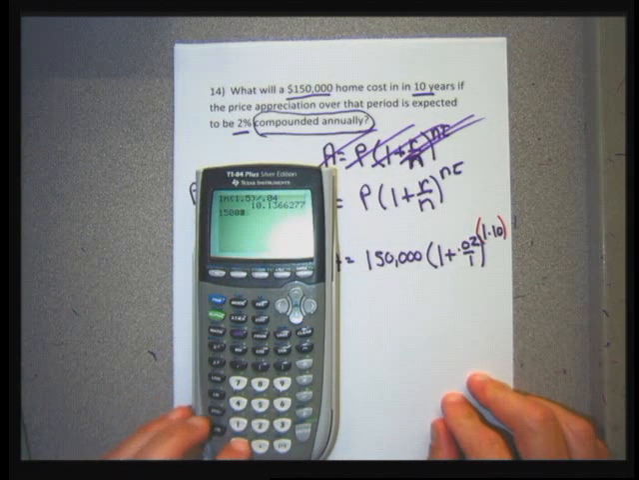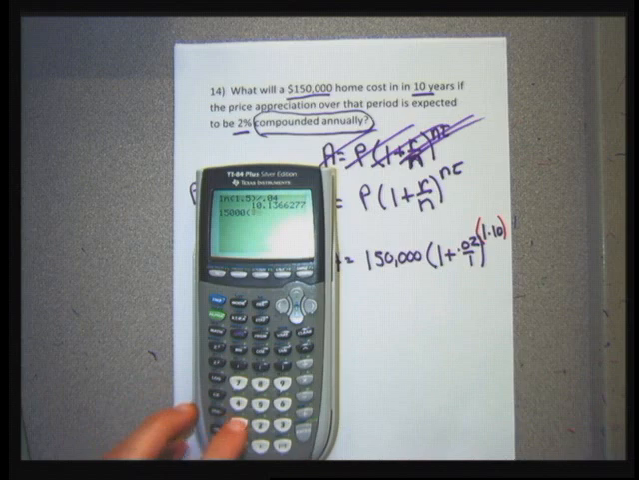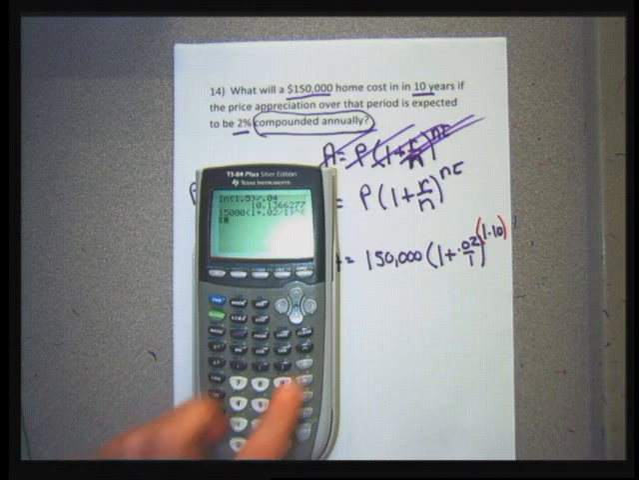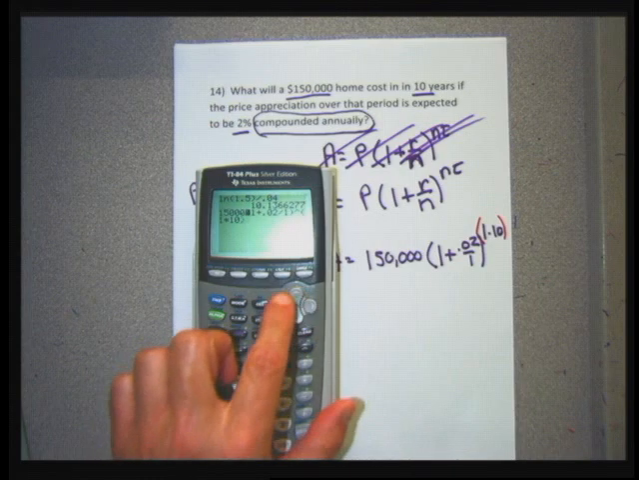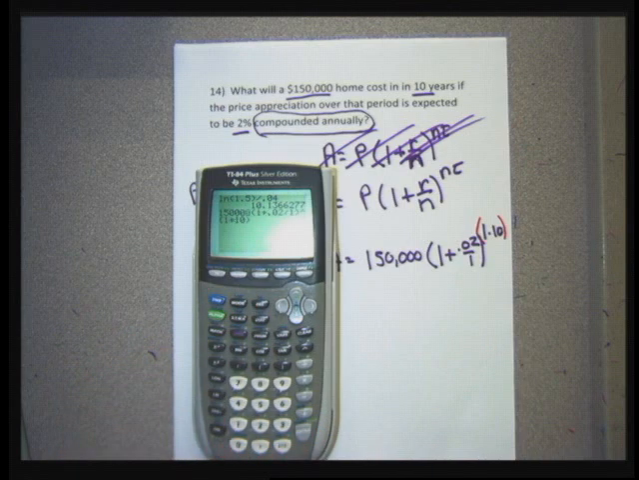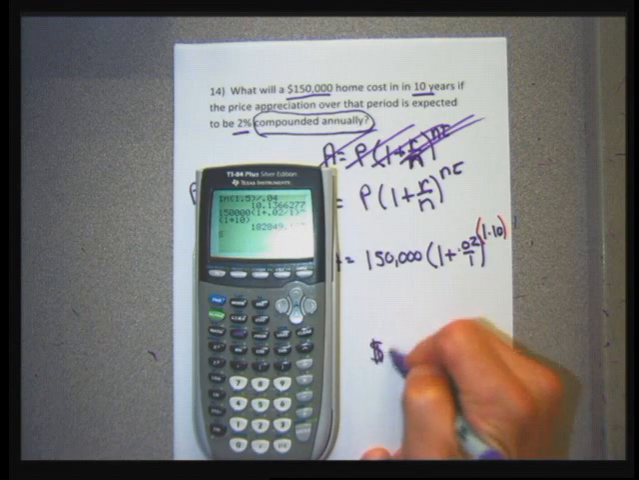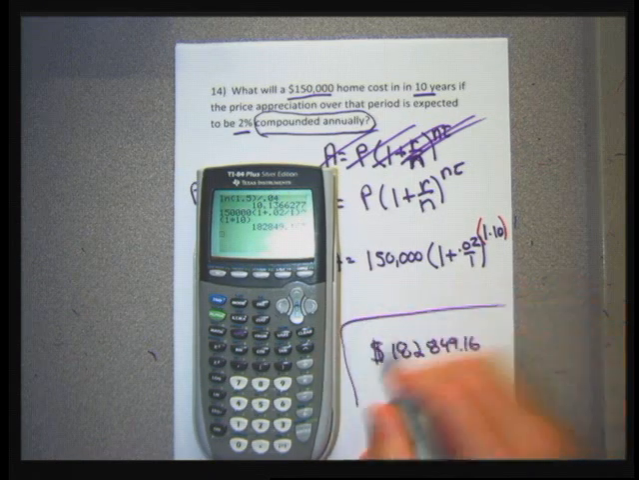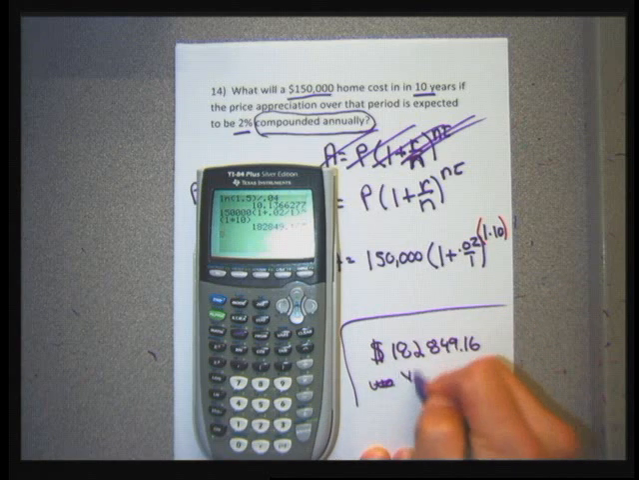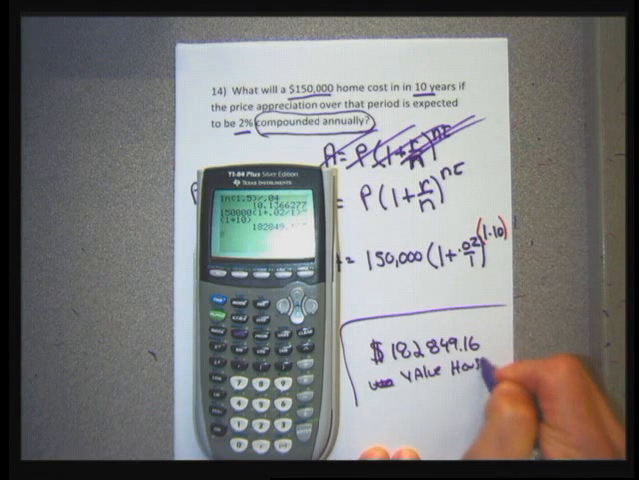So I'm going to go 150,000 times 1 plus 0.02 divided by 1, up arrow, parentheses, 1 times 10. This is being lazy and not simplifying all the ones in the formula that I might have been able to simplify, but it's not necessary, although I missed a 0 here on the 150,000. I only had 15,000. Now when I hit enter, it says the house will be worth $182,849.16. So that's the value of the house in 10 years.